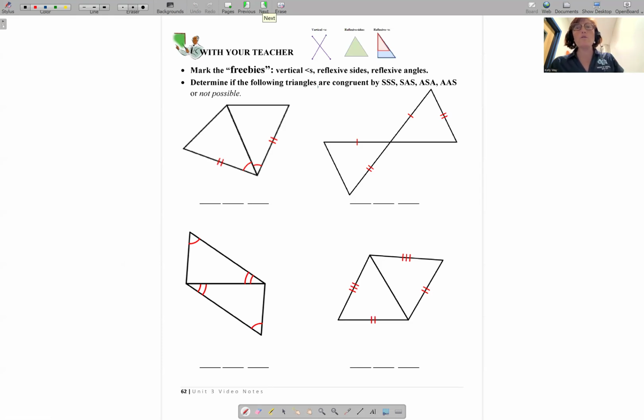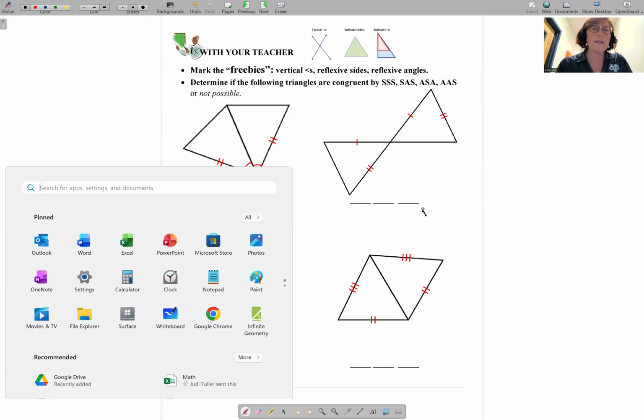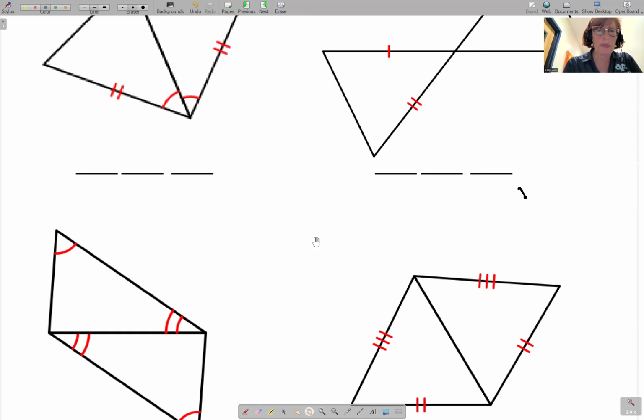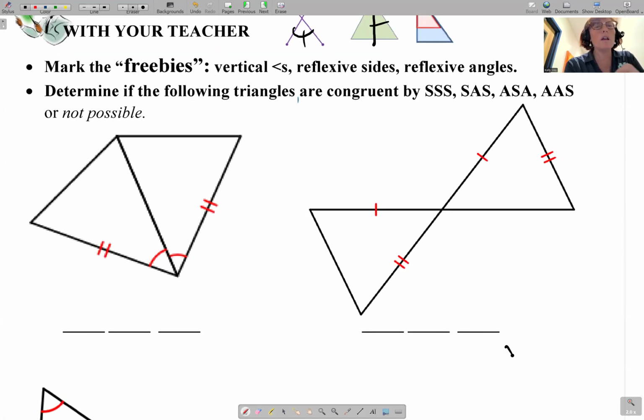Now, we are going to mark our freebies and determine which shortcut. And remember, our freebies are this: vertical angles, reflexive sides, and reflexive angles. Those are your freebies. Ready? I'm going to do this real slow. And the question is, mark your freebies, vertical angles, reflexive sides, reflexive angles. Determine if they're congruent by one of these shortcuts or if it does not force congruency. So let's take it real slow here.